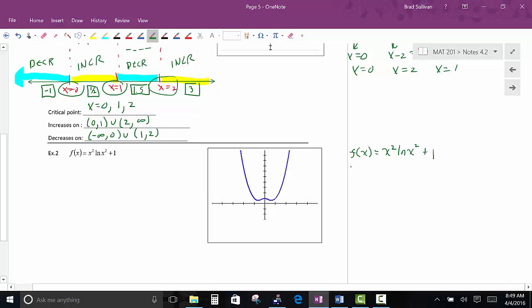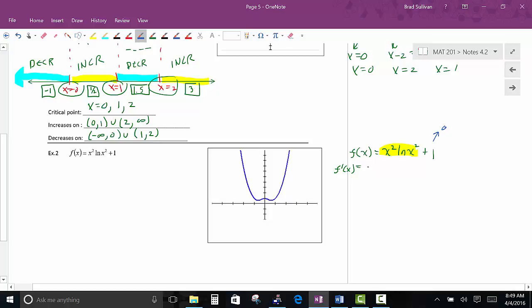So let's go ahead and do the derivative. On this one, you're going to need to use a product rule right there. And of course, the derivative of 1 is going to be 0. So we've really got to just pull out the product rule on this, okay?